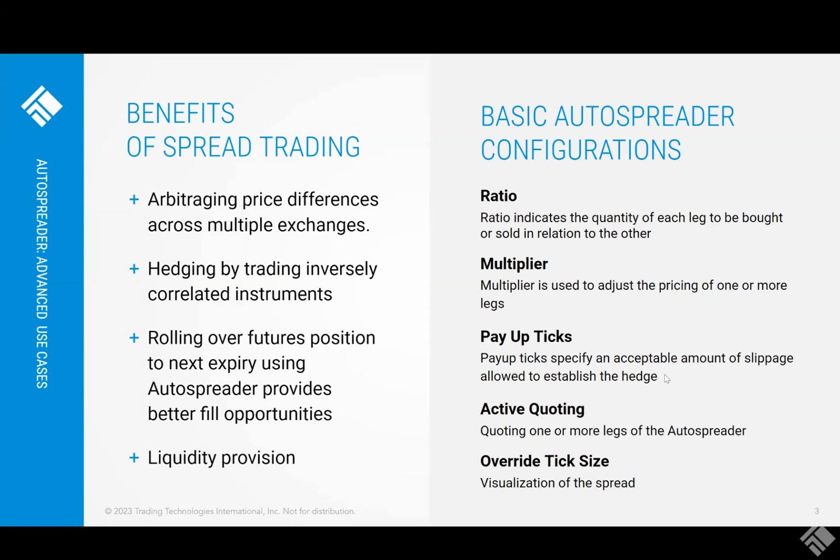We went through all the different settings within the ASC configuration window, the Autospreader configuration window. We touched on ratio, which indicates the quantity of each leg to be bought or sold in relation to each other. We covered the multiplier. The multiplier is used to adjust the pricing of one or more legs. We went over the pay-up ticks. Pay-up ticks specify an acceptable amount of slippage allowed to establish the hedge once it's released. Active quoting on one or more of the legs of the Autospreader. And we covered the override tick size as well there.